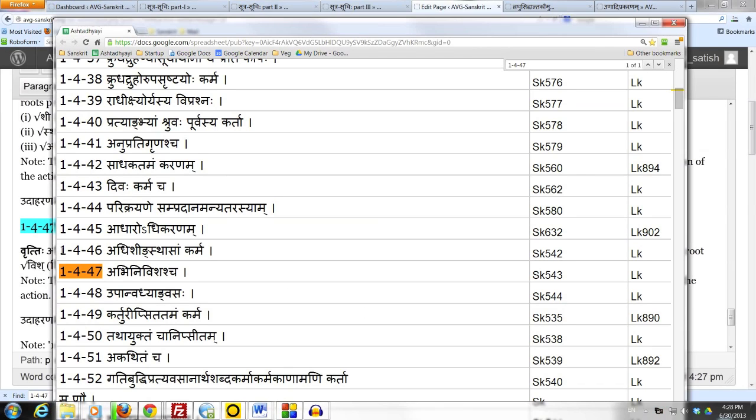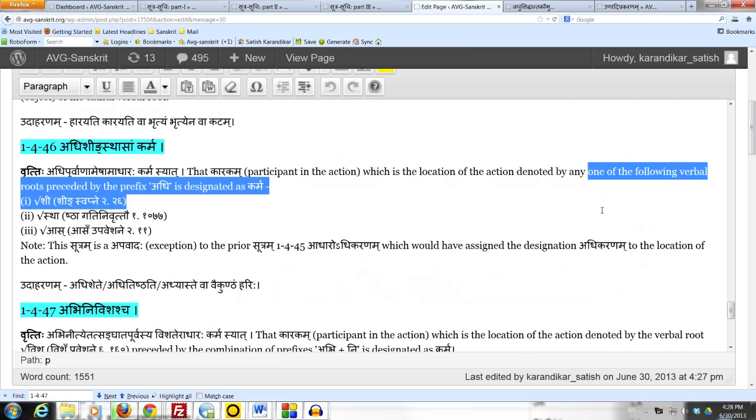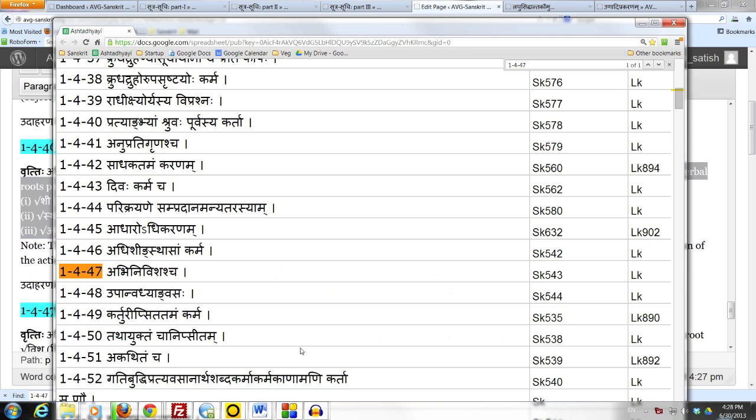We just studied the Sutram 1446, Adhishing Sthasang Karma, which assigns the Karma Sanya to that Karakam which is the location of the action, denoted by any one of three verbal roots, provided the verbal root is preceded by the prefix Adhi. Let us now take the next Sutram in the Ashtadhyayi order, which also assigns the Karma Sanya to the location of the action. This Sutram applies only in the case of one verbal root.